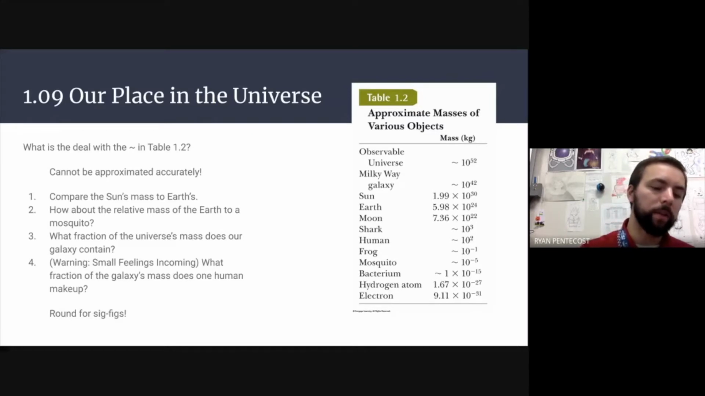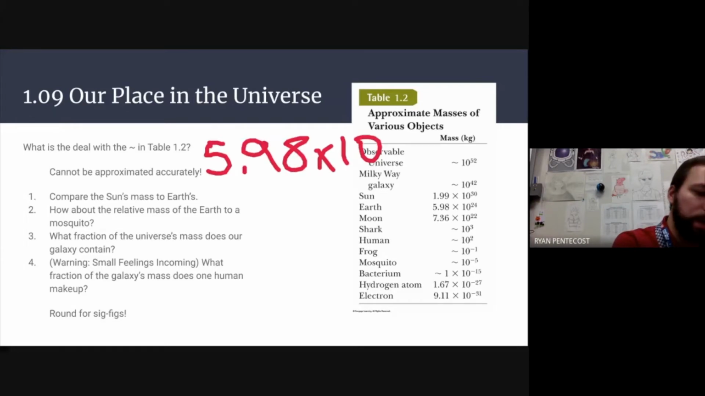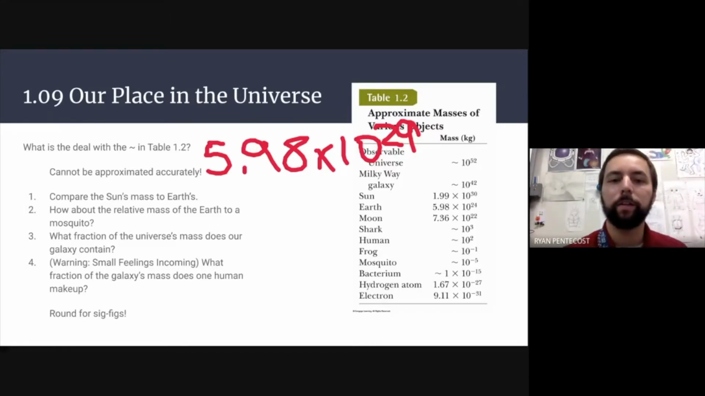So that gives us 5.98 times 10 to the 29th power. That is 6 with 29 zeros behind it. A ridiculous ratio to compare those two. But I mean, you're thinking about the tiny little mosquito compared to Earth.